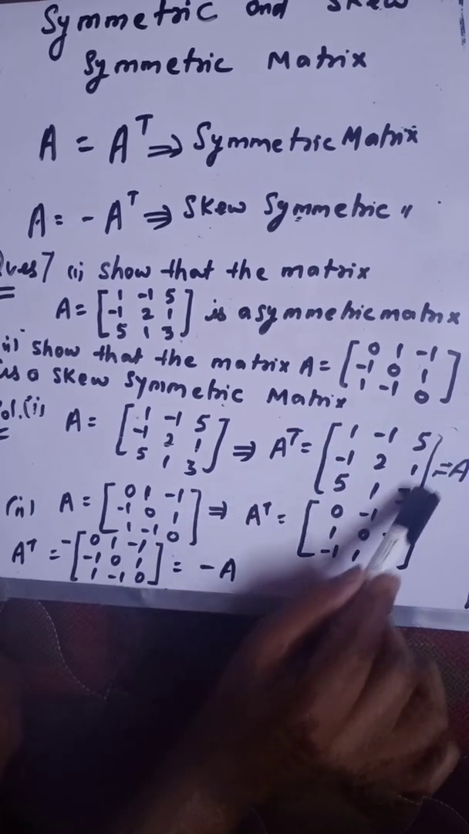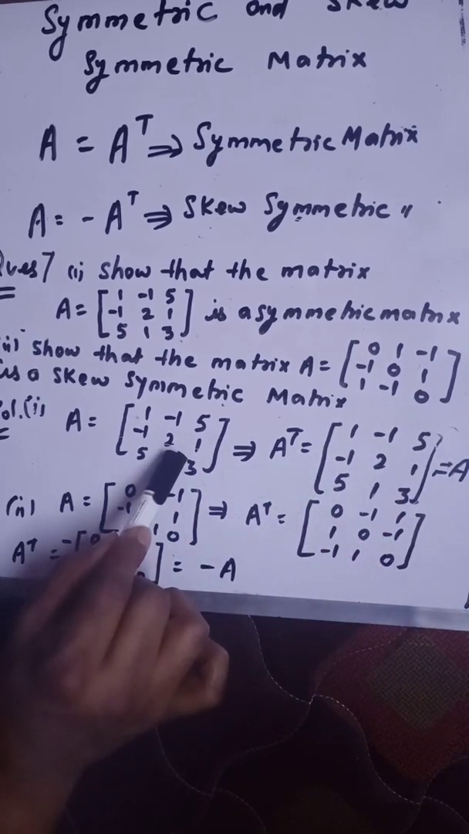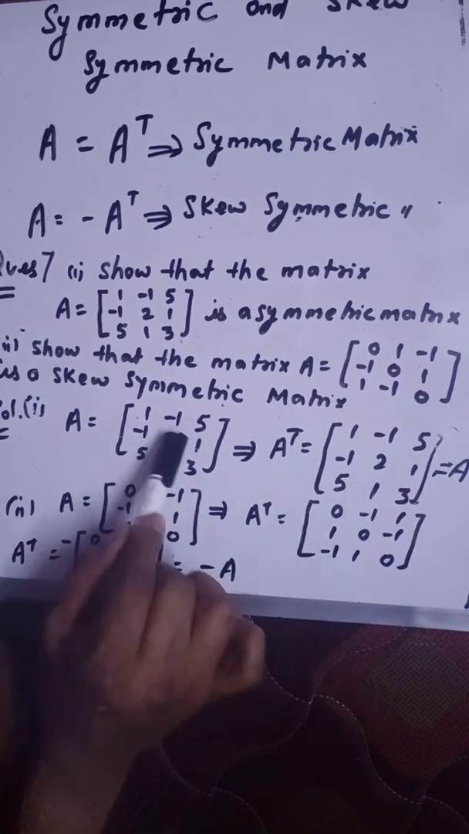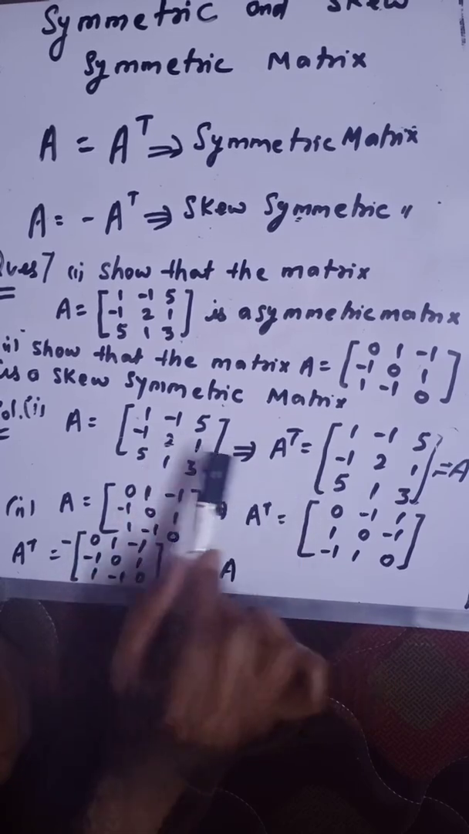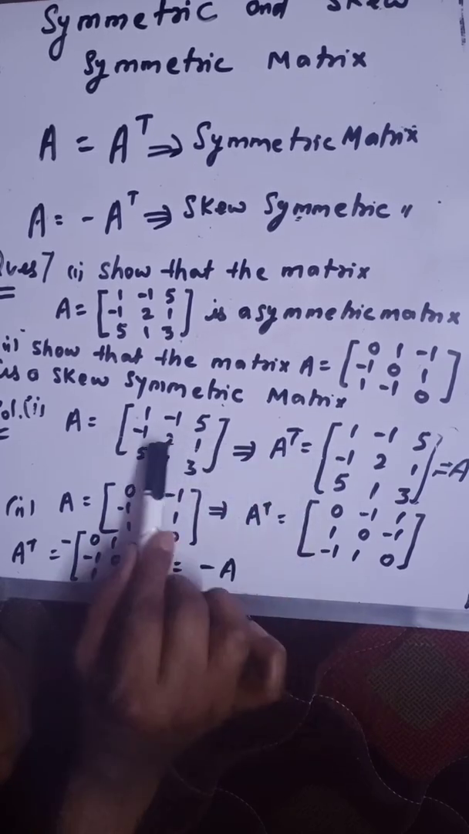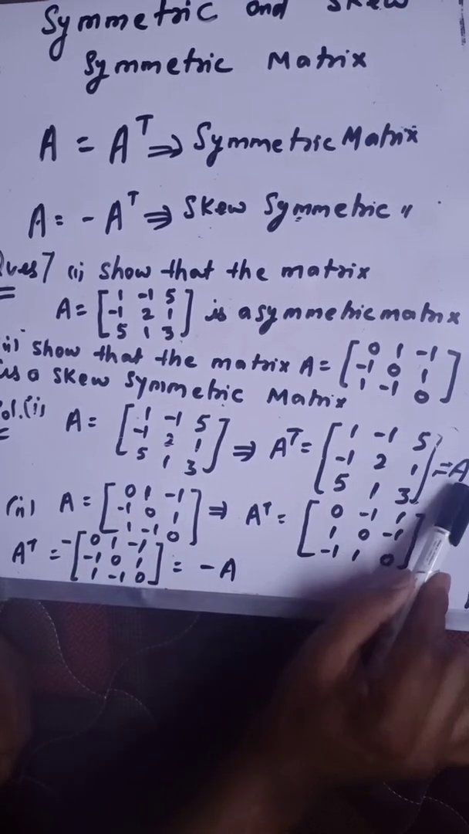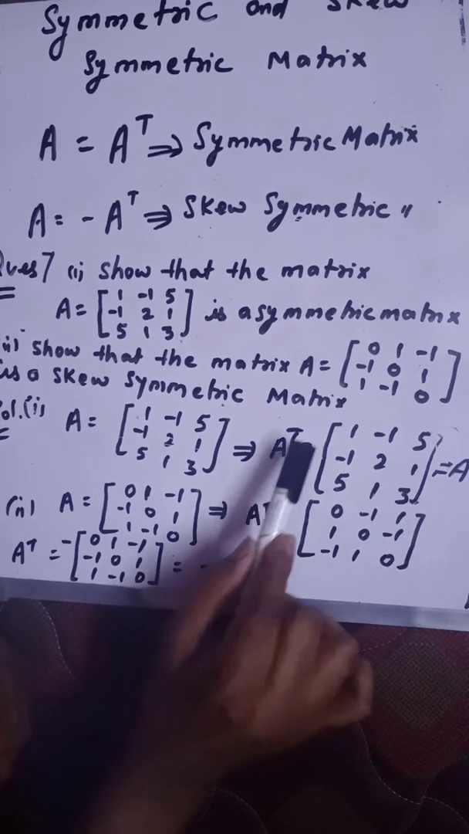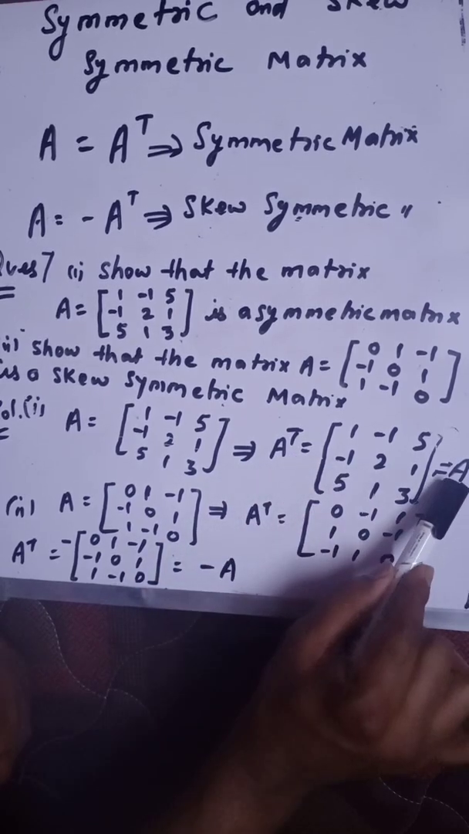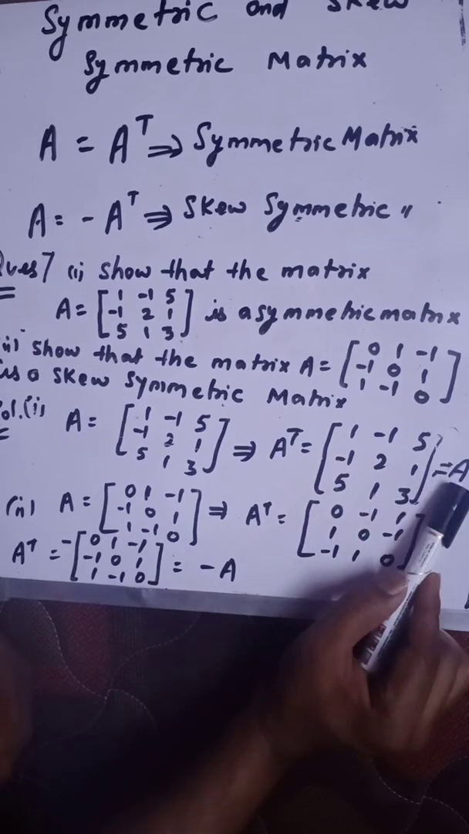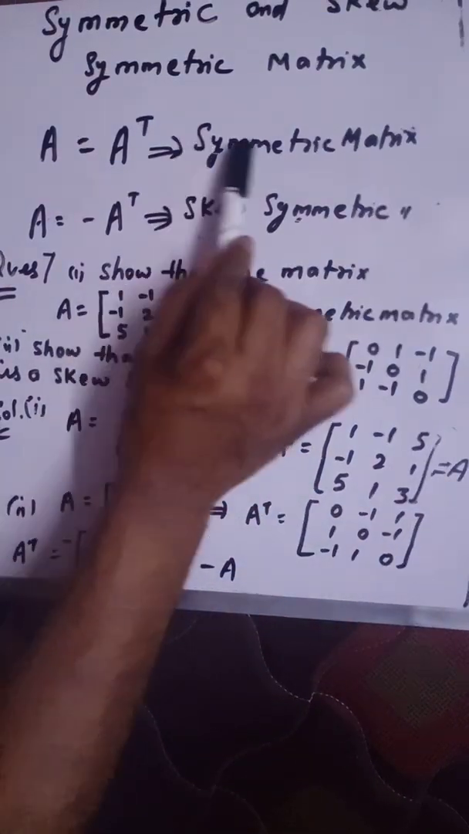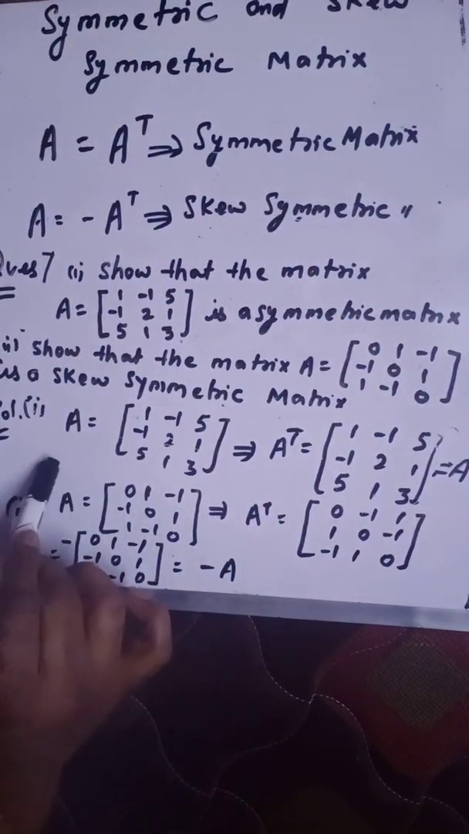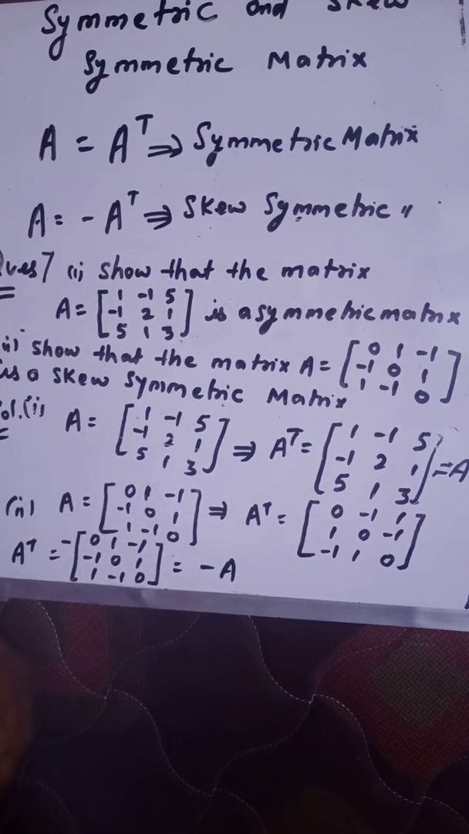Now if you see the transpose, that is also equal to A. A and A transpose both are equal. You can compare from these two. And which is equal to A. Hence A transpose equals A, if this condition is coming, that is a condition for symmetric matrix. Hence you have to write yes, it is a symmetric matrix.